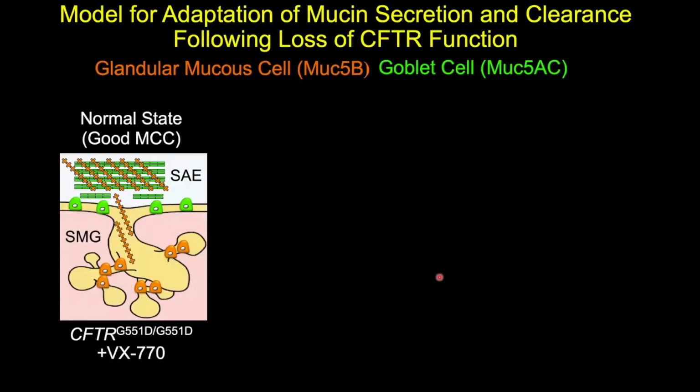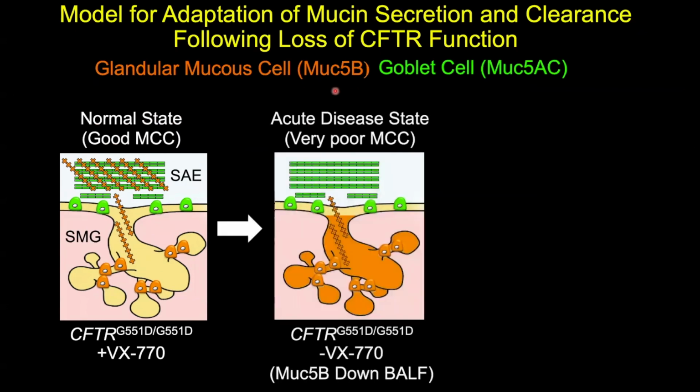And so we have a model for adaptation of mucin secretion and clearance following loss of CFTR, which in the normal state with good mucociliary clearance, the predominance of MUC5B in the proximal airways is coming from submucosal glands, intertwined in a lattice structure with MUC5AC produced by a different cell type that promotes good clearance. In the acute disease state, we hypothesize that the submucosal glands are just obstructed.